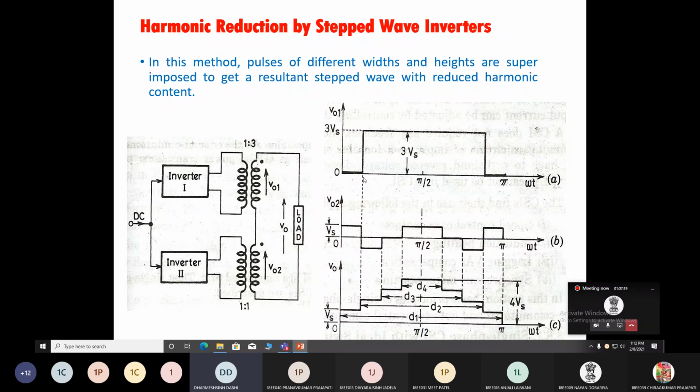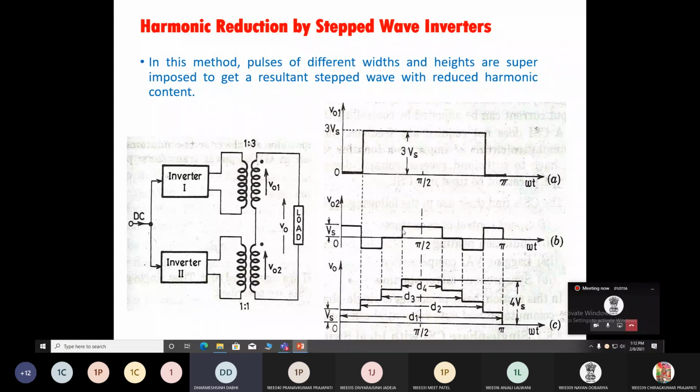Now after that, your V01 voltage shifts from 0 to 3 Vs. At that time V02 becomes minus Vs. So 3 Vs plus minus Vs, the resultant voltage is 2 Vs. You can see that here you get 2 Vs for that duration of period. Clear? After that you can see that V02 becomes 0. Your V01 is as it is, 3 Vs. So the resultant is 3 Vs during this period where V02 is 0.